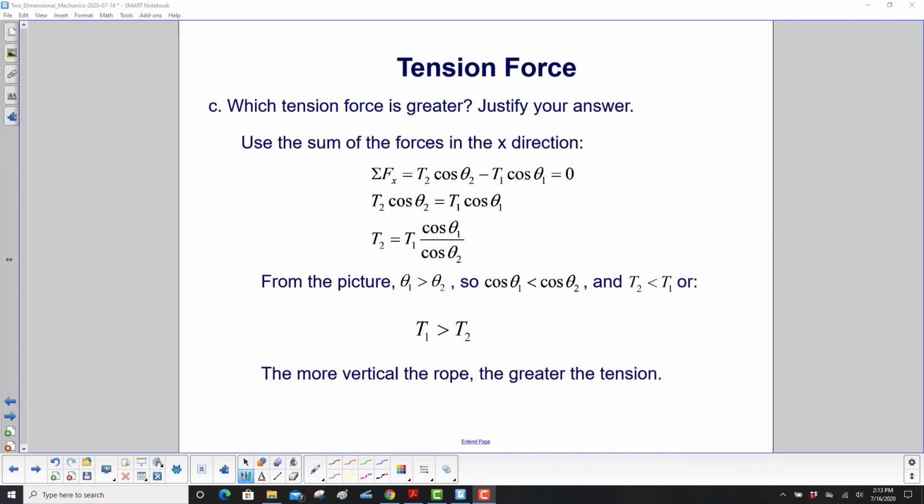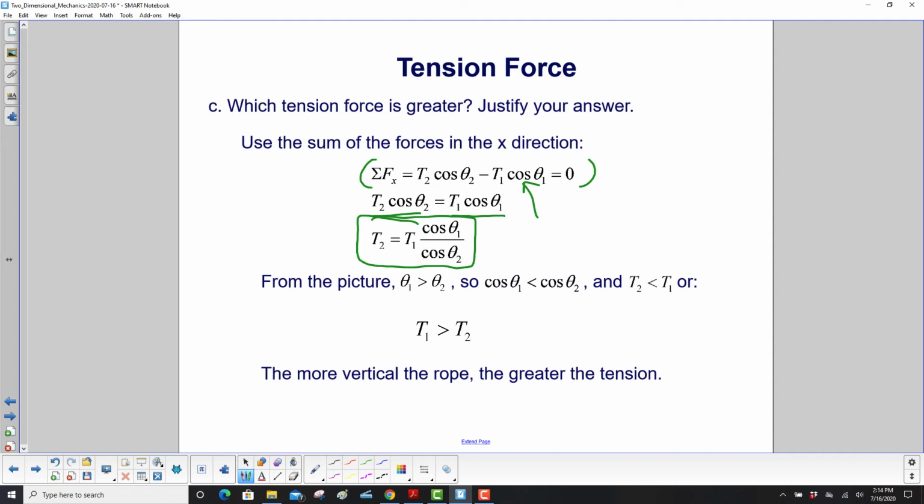Which tension force is greater? Justify your answer. We're going to work with the sum of the forces in the x direction. Why? Because it's simpler. We don't have mg there. And whatever we find for a relationship between T2 and T1 here would be the exact same in the y direction, right? Because T2 is going to be the same. Either equation will give you the answer. So we have T2 cosine θ2 equals T1 cosine θ1. We just added that term to the right side. Divide both sides by cosine θ2.